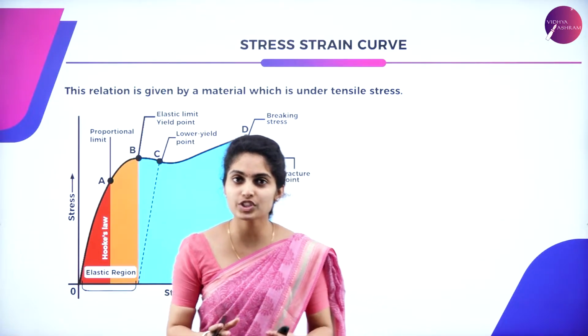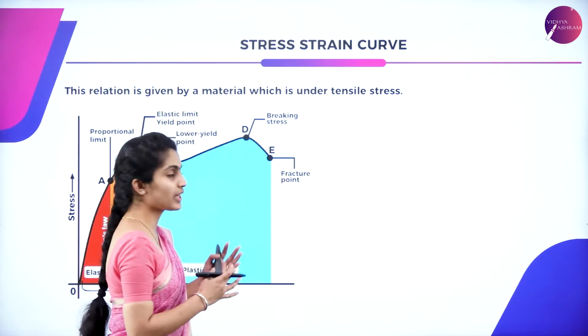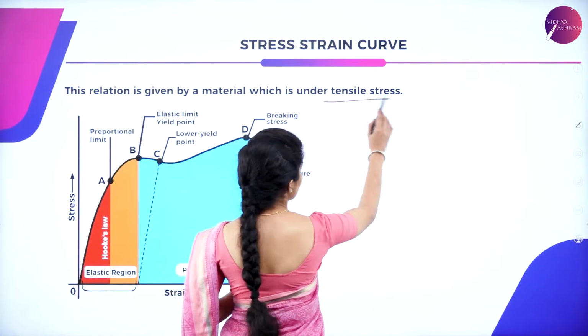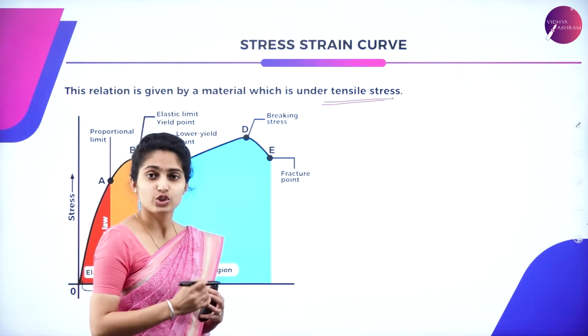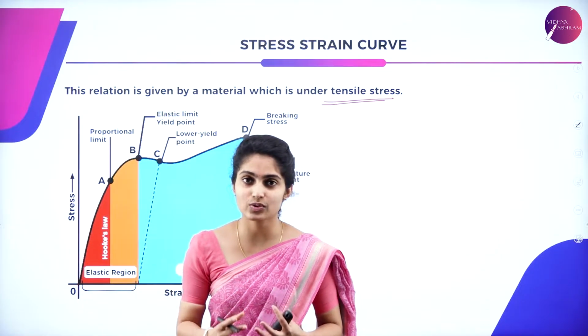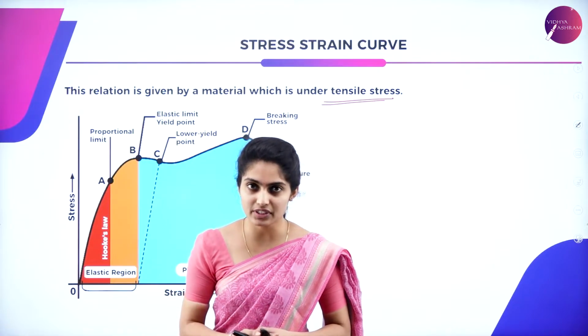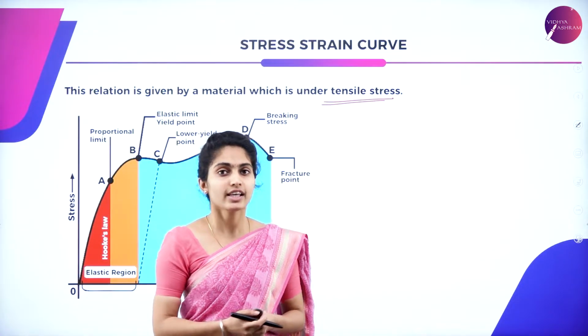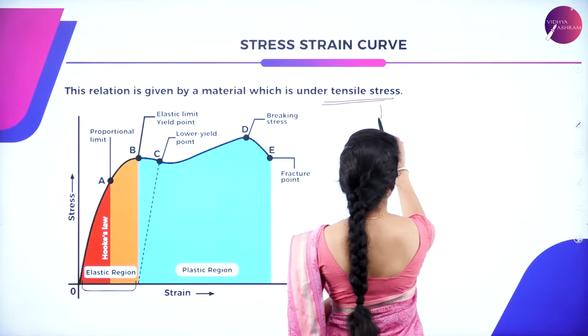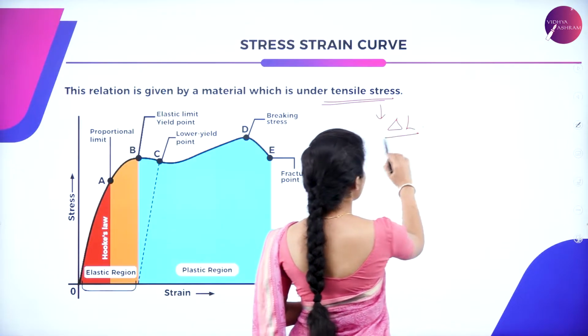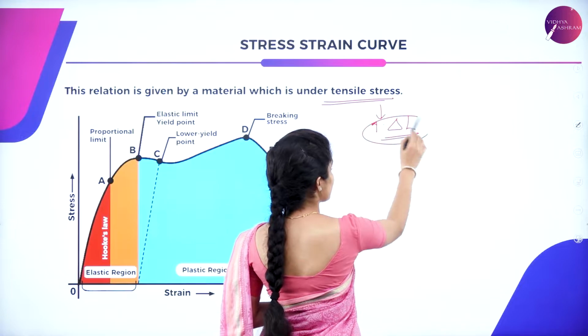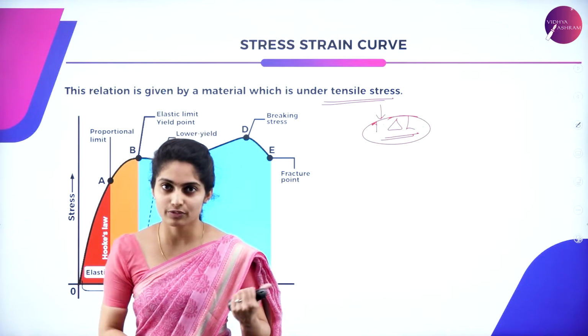So the object which is subjected to the stress strain curve is nothing but the one which undergoes tensile stress. So what is this tensile stress? Tensile stress is a stress which occurs when a longitudinal stress is applied. So in tensile stress there is a change in its length, that is, the length increases. There is an increase in the length of the object.